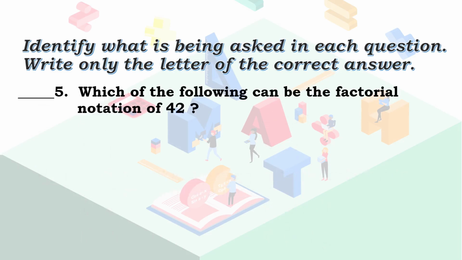Number 5. Which of the following can be the factorial notation of 42? Is it A. 7 factorial, B. 8 factorial over 6 factorial, C. 7 factorial times 5 factorial, or D. 7 factorial over 5 factorial? The answer is letter D, 7 factorial over 5 factorial.